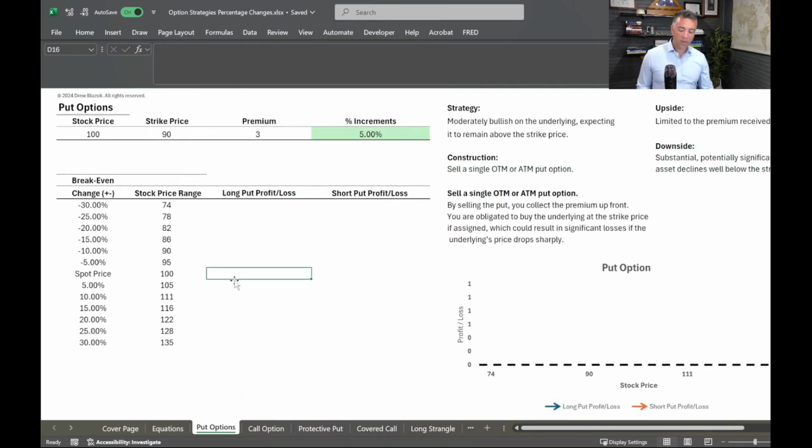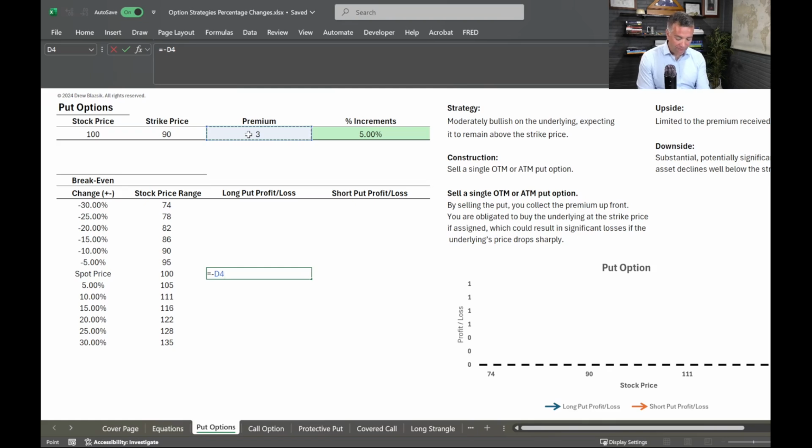I'm going to start at the spot price for the put. We want to make sure that we do this correctly. So we're going to long the put and want to know how much money we're making on the different variations of the price. We're going to say equals. The first thing I'm going to do is subtract out the premium. That's the cost of the contract, right? So right away, that's going to be a -3.